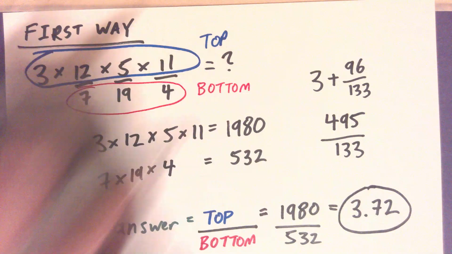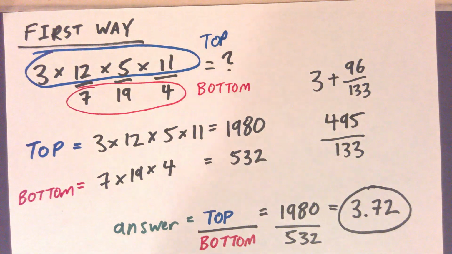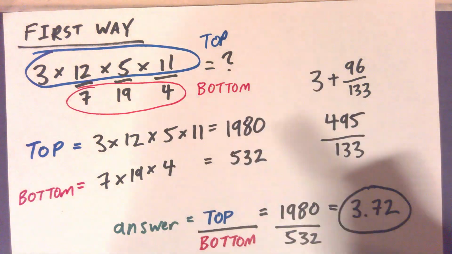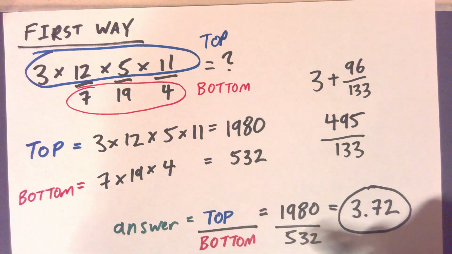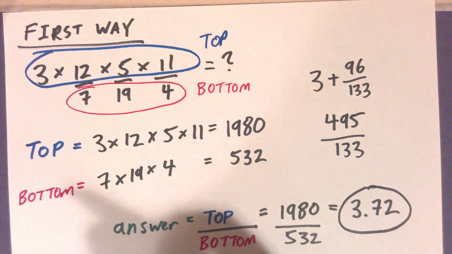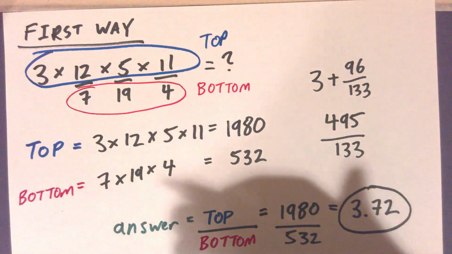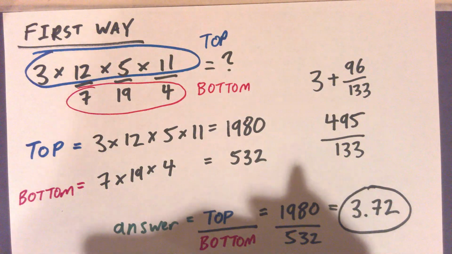So that's top divided by bottom. Again, this takes 3 calculations: calculating the top, calculating the bottom, and then the third calculation is dividing it. But you get the answer. It doesn't take a ton of time, even though it's 3 steps.